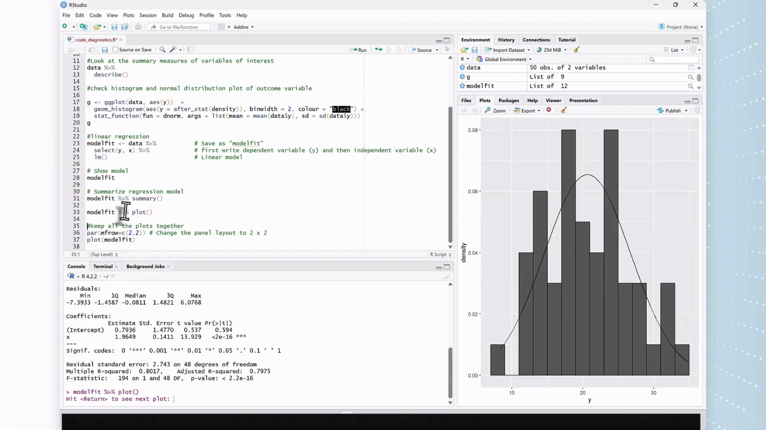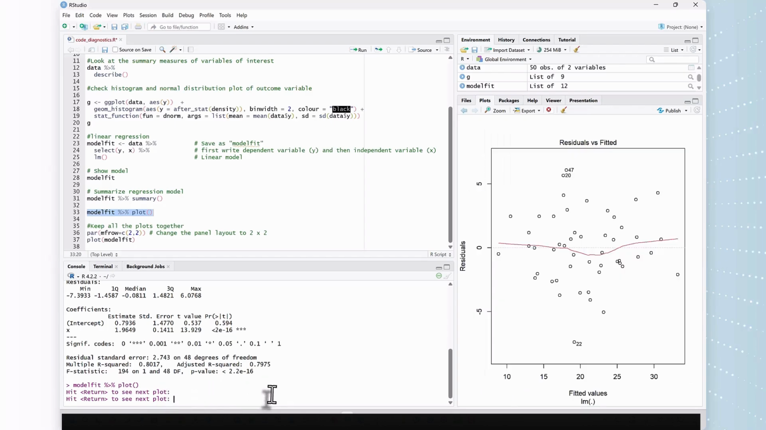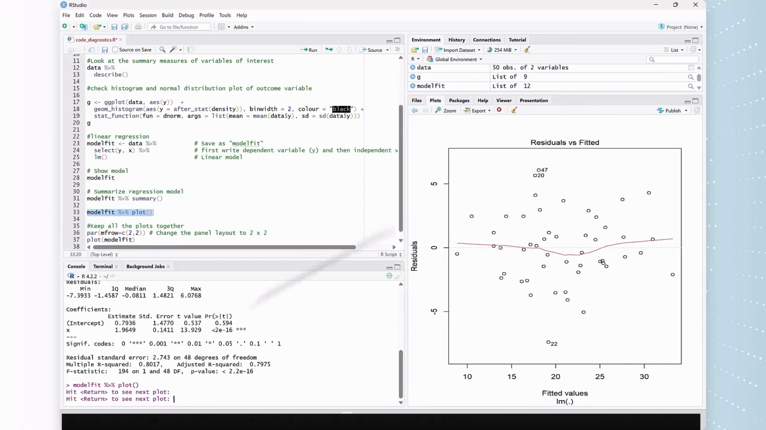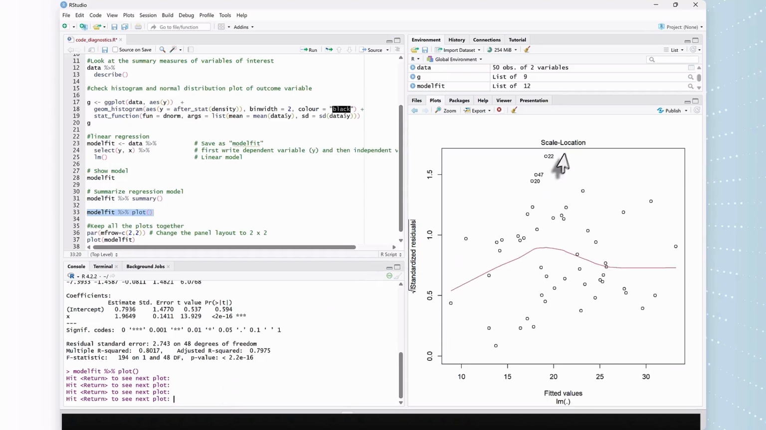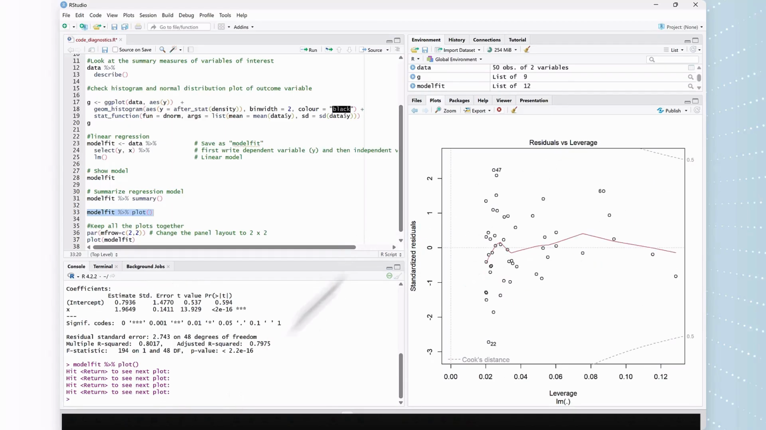So here I ran this line, and in the R console it shows hit return to see next plot. So I hit enter here, and then on the right in the plot section we can see a residuals versus fitted plot, and then I hit enter again, and there we can see a normal QQ plot. Hit enter, scale location plot, and hit enter, and there is a residuals versus leverage plot.